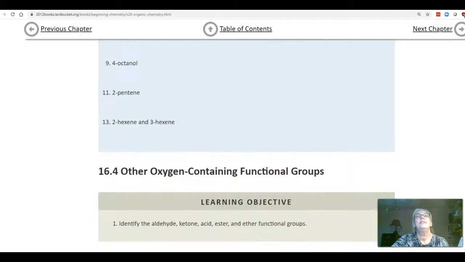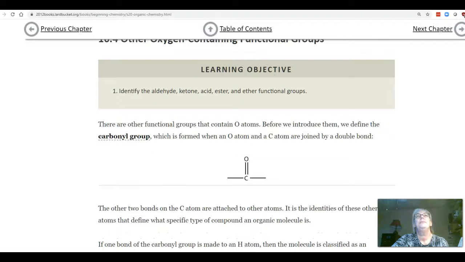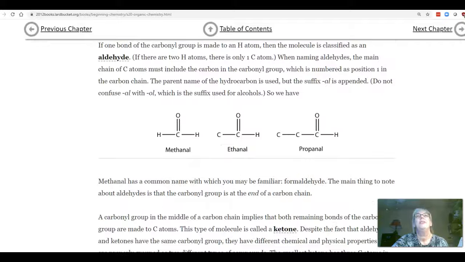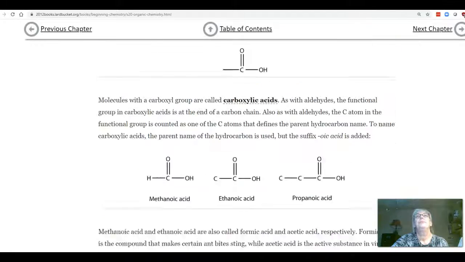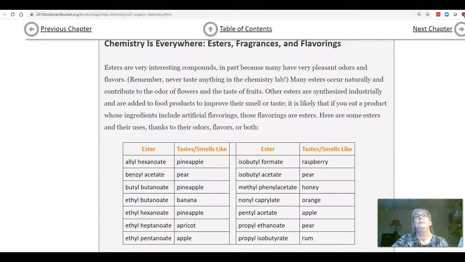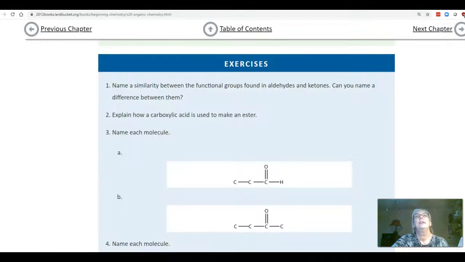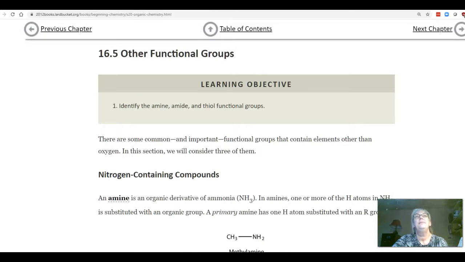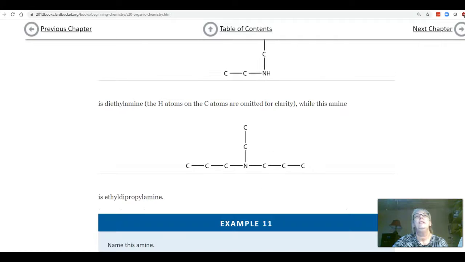And here's the exercises. And then there's some other functional groups, so you'll just have to know what these are called, what they look like, and what they're called. I probably won't have reactions on this, but you'll see these. And here's some practice problems. And then there's some other functional groups at the bottom here.